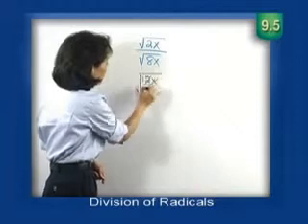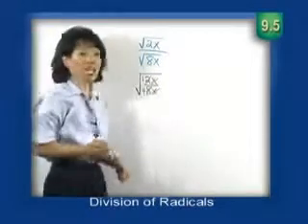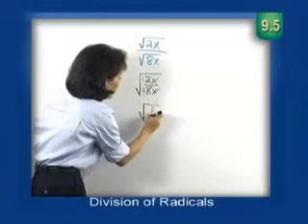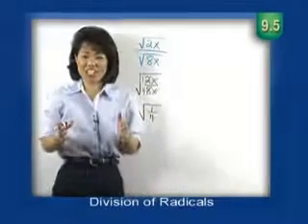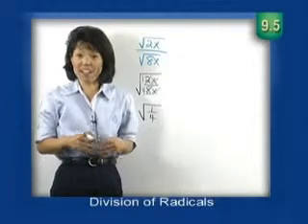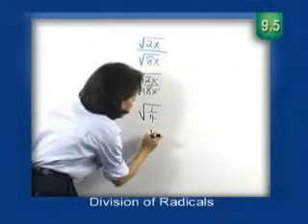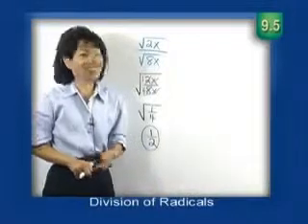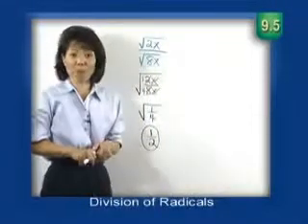2 goes into 2 once, into 8 4 times. So all we have left here is the square root of 1/4. Now I know you know that 1 is a perfect square and 4 is a perfect square, so this reduces simply to the fraction 1/2. That one turned out a little bit easier, probably.